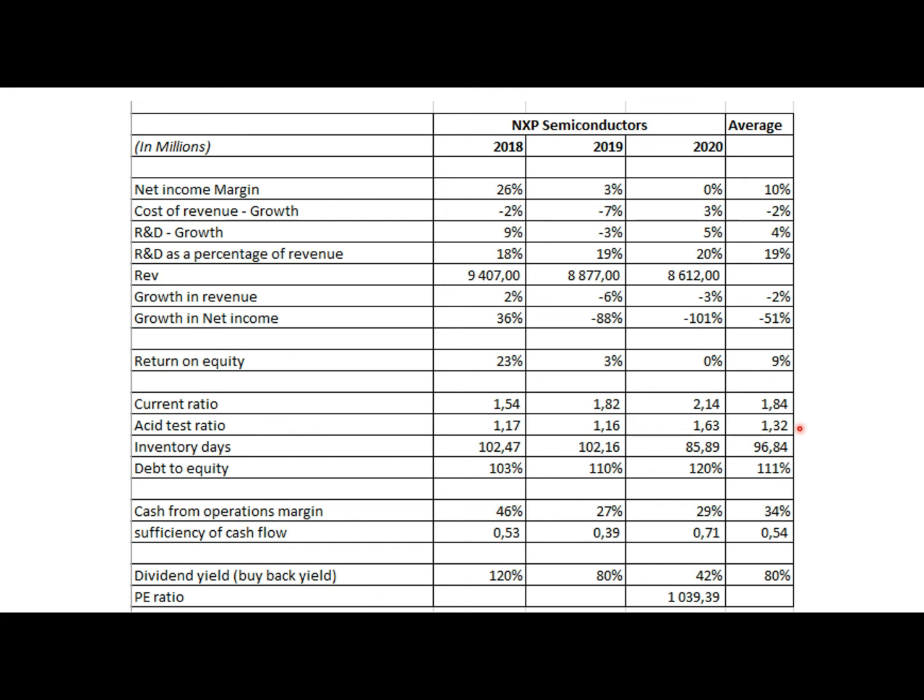All right, now the debt to equity ratio of NXP is below the industry average. Industry average is about 126% and NXP is at 111. Now there has been a significant increase. This increase follows the fact that NXP is really not making any money. Looking at the declining margins, declining sales, declining net income, it's kind of borrowing a bit to strengthen its balance sheet.